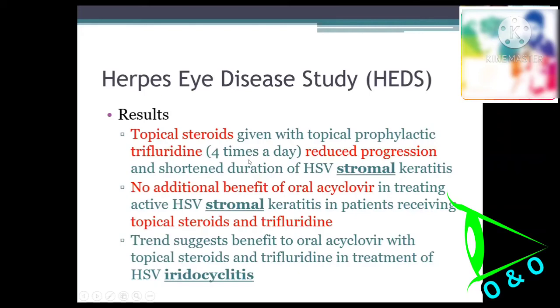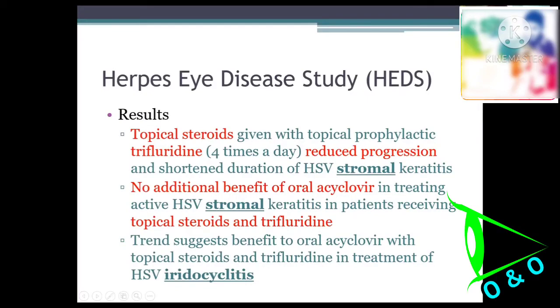With the first arm, they did find that topical steroids given with trifluridine reduced the progression of and shortened the duration of stromal keratitis. So I'll give steroids for stromal keratitis. They didn't see an additional benefit of adding oral antivirals in patients already on topical steroids and topical antiviral. However, if I've got stromal keratitis, I usually do oral antiviral such as acyclovir and/or Valtrex in addition to steroids. If I'm giving someone Zirgan, I may or may not give the oral, but I usually do.